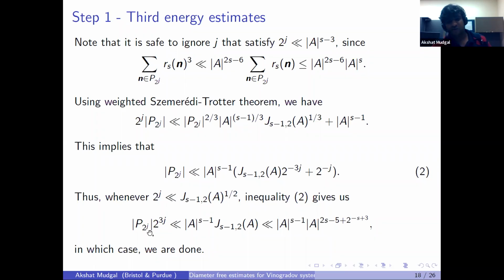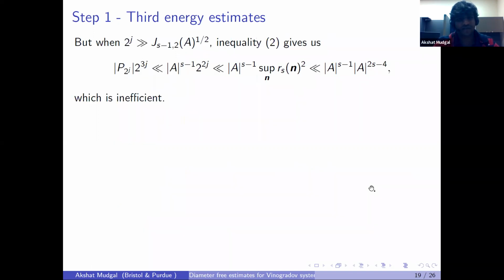And since there are at most log a such 2 to the power j's, I'm happy in the case when 2 to the power j is small. Just to reemphasize, I'm happy when the main term is the dominating term. So what about the other case? What happens when the error term dominates? And actually that's the trickier part.